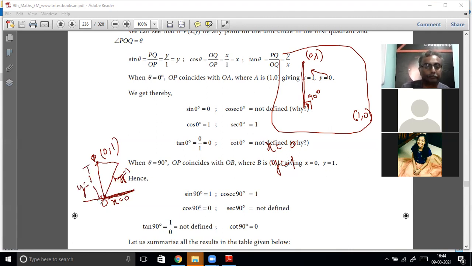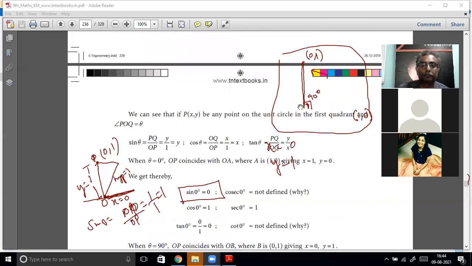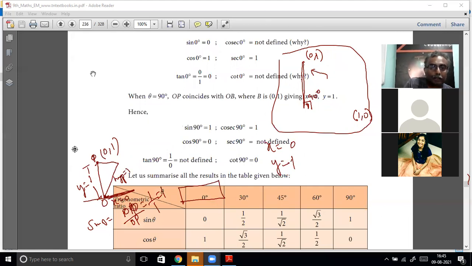Okay. So now we have sin theta is equal to PQ by OP, that is OP divided by OP. That's equal to 1 divided by 1. That's equal to 1. Cos theta is equal to adjacent side. Which was theta? This is theta. Adjacent side is OQ. OQ becomes 0. So what has happened then?